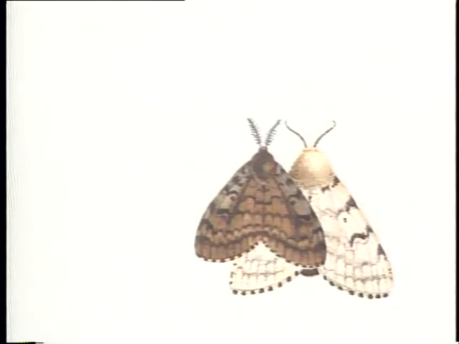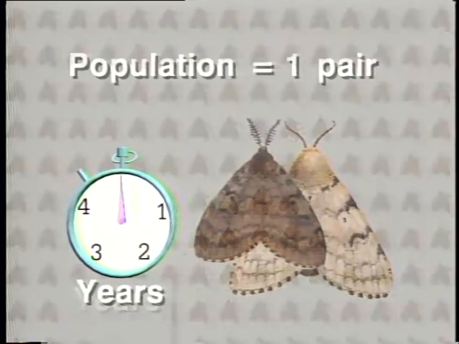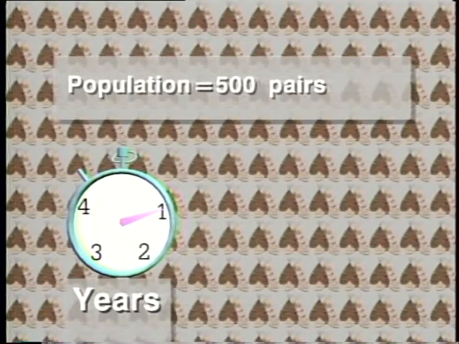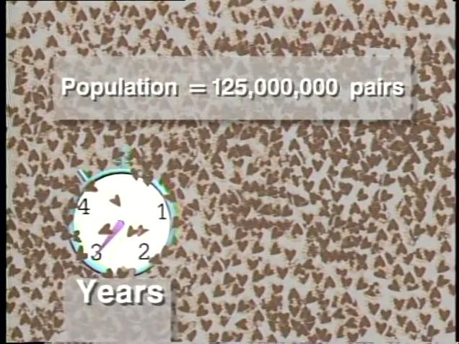Let's begin with a single pair of moths. If the female lays 1,000 eggs, that means a pair of moths can produce up to 500 new pairs every year. Each of these 500 pairs will, in turn, produce another 500 pairs, which is the same as saying that we multiply 500 by 500 to get the population in the second year. Multiplying again by 500 gives the population in the third year, and so on.